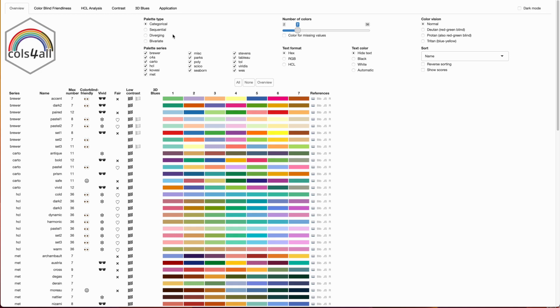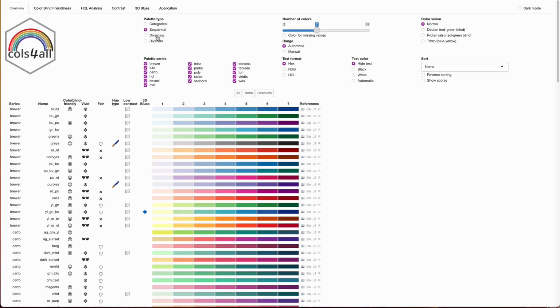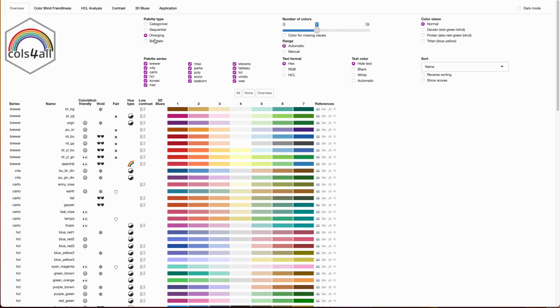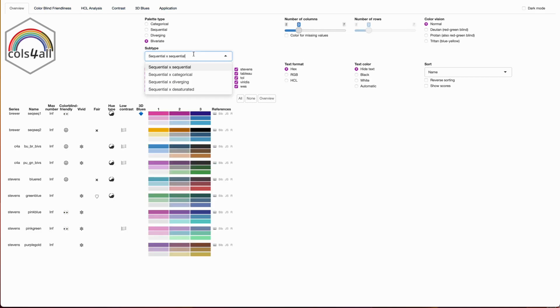So rather than providing color palettes or generating color palettes, we let users analyze their own color palettes from popular, as we call, series like Color Brewer, CartoDB, etc. So we distinguish the palette type: categorical, sequential, diverging, and bivariate. So a couple of subtypes.